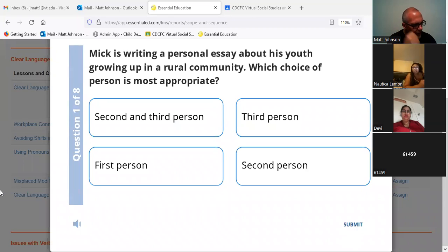All right. So for starters here, the idea that they're presenting is Mick is writing a personal essay about his youth growing up in a rural community. So looking at what would be the appropriate choice for that, he's writing about himself, right? First person is going to be our best bet. Anything else would be awkward.